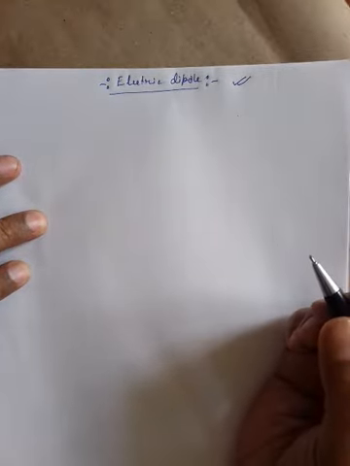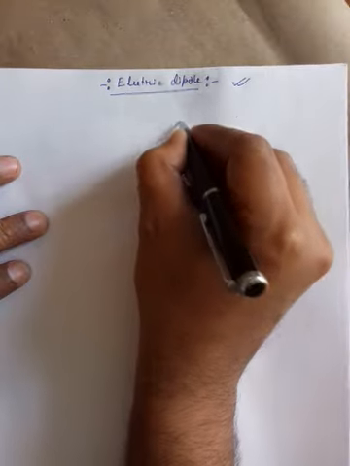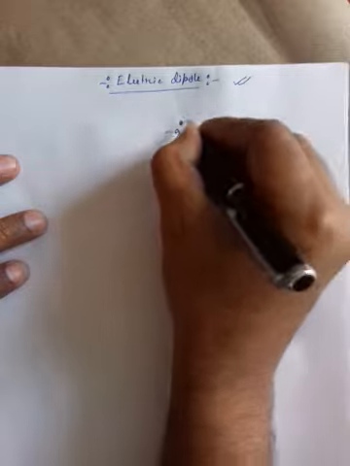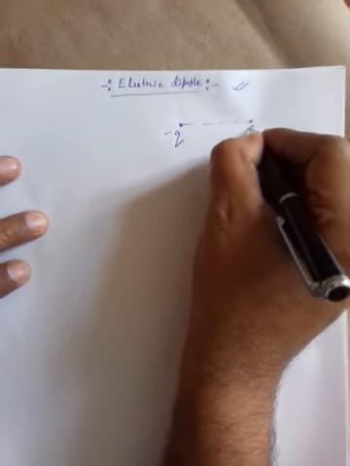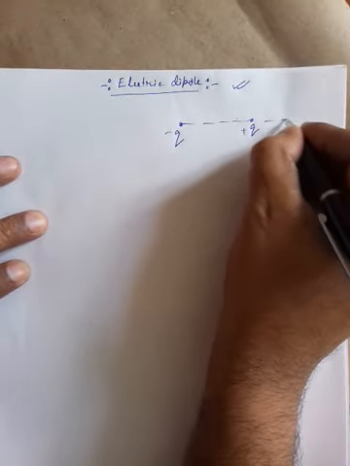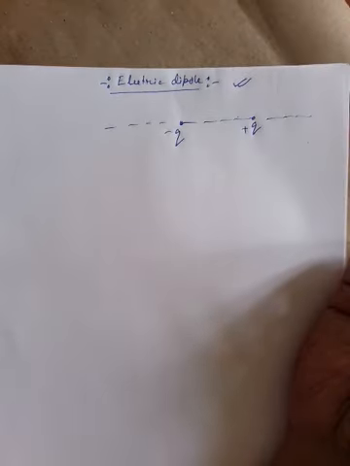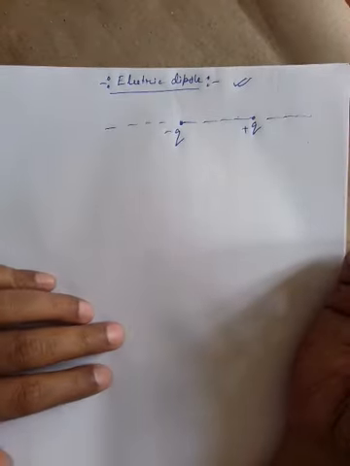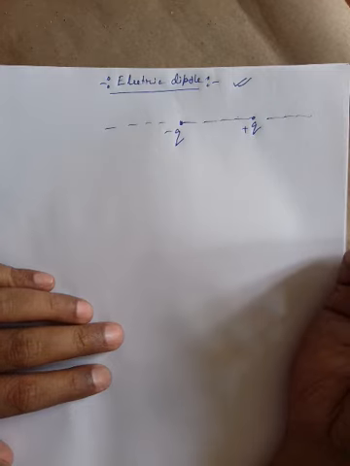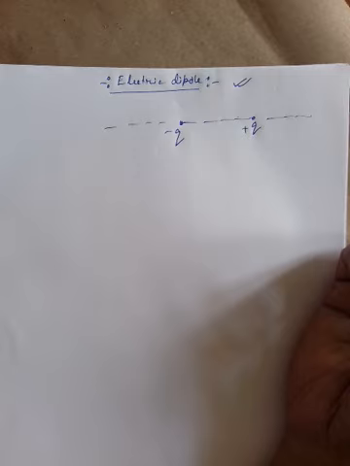A combination of two equal and opposite charges, separated by a very small distance. A combination of two equal and opposite charges separated by a very small distance is an electric dipole.